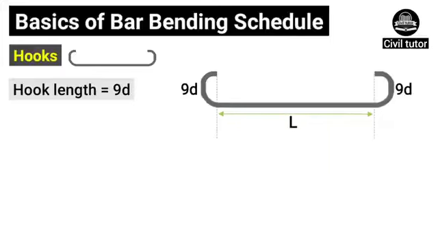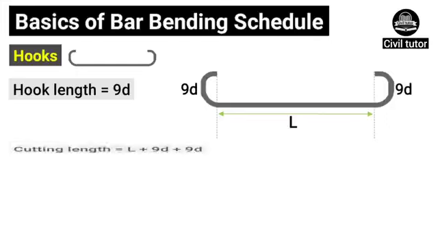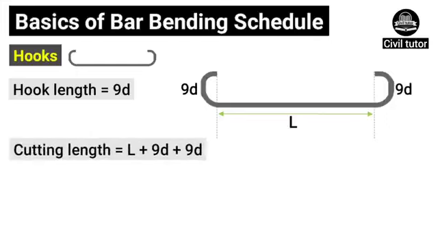The length of hook is calculated by using the formula 9 times d, while d is the diameter of bar. For example, if we have a bar of length L and the bar is provided with two number of hooks on either ends, cutting length of this bar will be equal to length of bar, that is L, plus hook length on either ends, which will be 9d plus 9d.